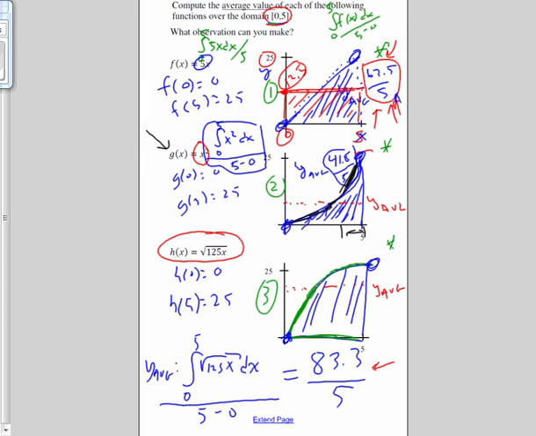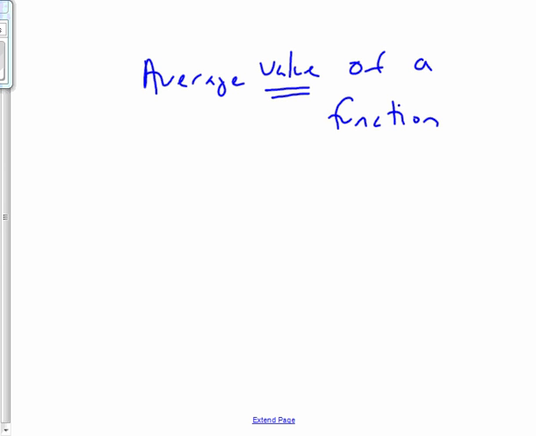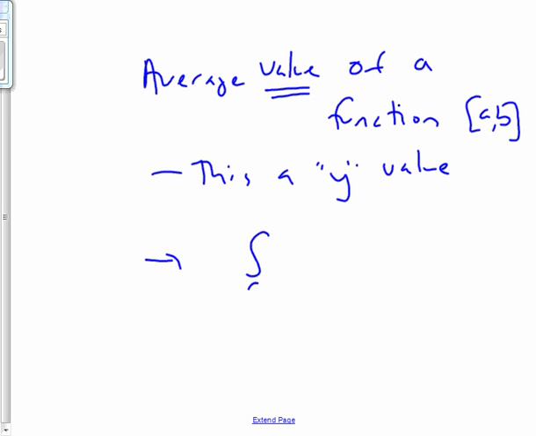And just to summarize the main key point of this lesson: when we're talking about average value, not the average rate, but the average value of a function, this is a y value. The way that we compute the average value of a function over the interval a to b is we integrate from a to b of f of x dx, and we divide it by b minus a. But what does this mean?